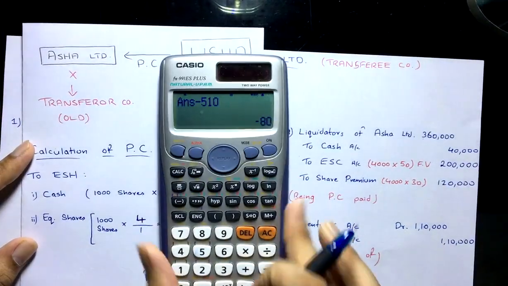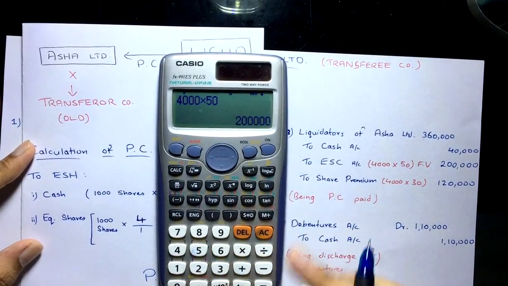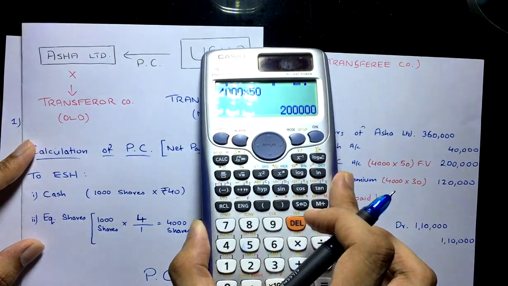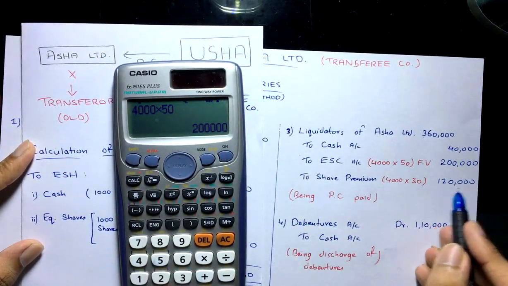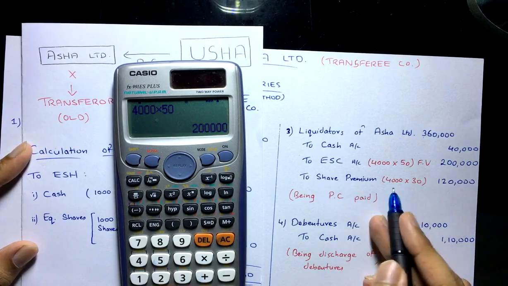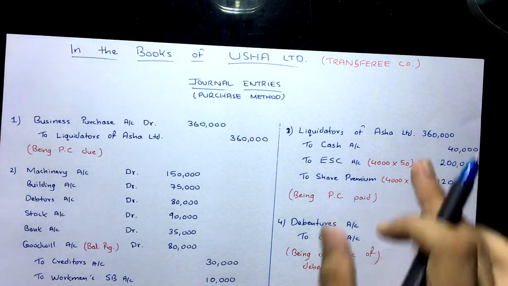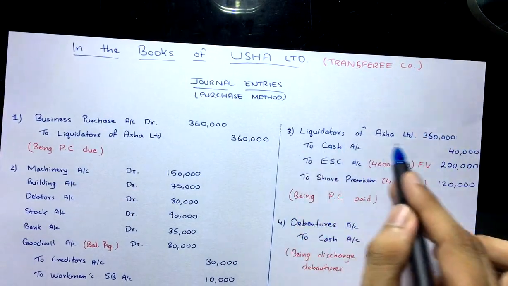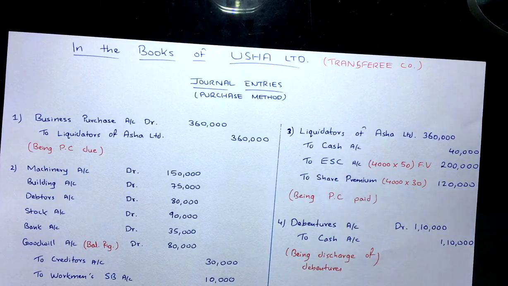See here the calculation, very simple. 4,000 into 50 is equal to how much? That is equal to 2 lakh, that will go to equity share capital, and the remaining 1,20,000 will go to share premium. 4,000 into 30, the extra amount. Simple as that. You got this entry. You are cancelling off the liability, so you have to debit that, and whatever is going out you have to credit.